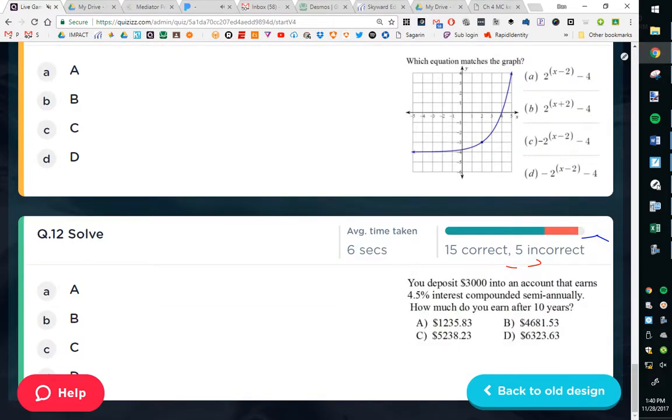And then this last one, since it said semi-annually, you're using that formula A equals P times 1 plus r over n, to the nt, where n is going to be 2 because it's semi-annual.